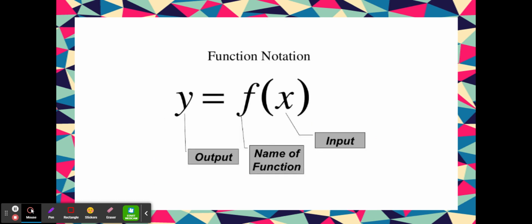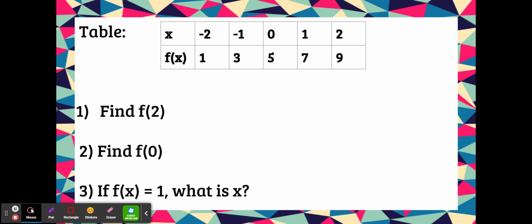Okay, our output is the y value. The name of the function is whatever letter they gave us, and our input is the x value. That tells us what we're putting into the equation. So this one is already done for us. We just have to identify it. We have to understand this is telling me the x value, right? Because it's f of x. So they're giving us the x value.